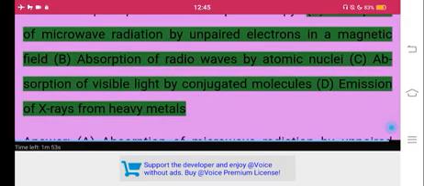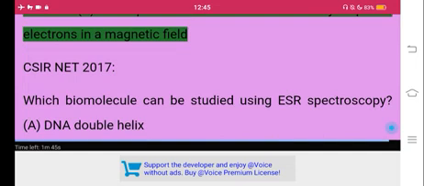CSIR-NET 2019. What is the principle behind ESR spectroscopy? A. Absorption of microwave radiation by unpaired electrons in a magnetic field. B. Absorption of radio waves by atomic nuclei. C. Absorption of visible light by conjugated molecules. D. Emission of X-rays from heavy metals. Answer. A. Absorption of microwave radiation by unpaired electrons in a magnetic field.